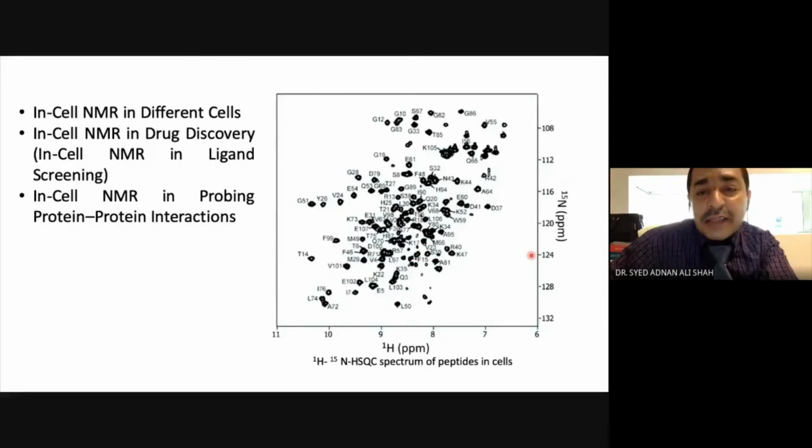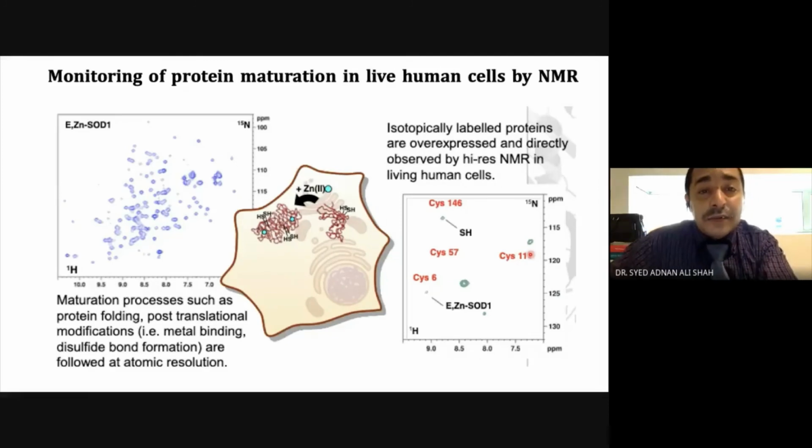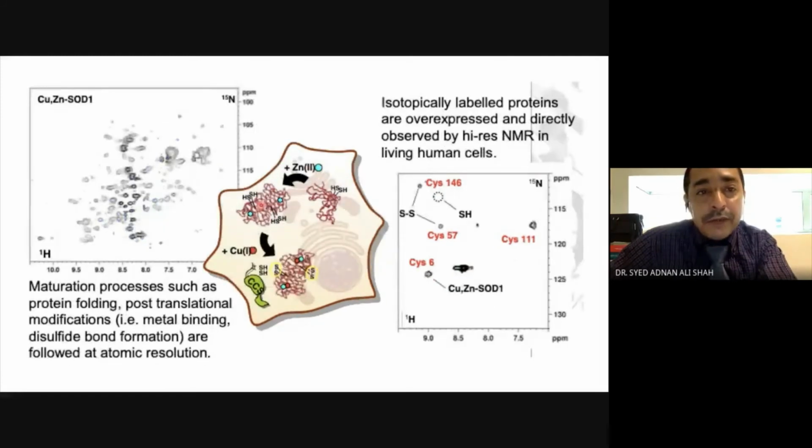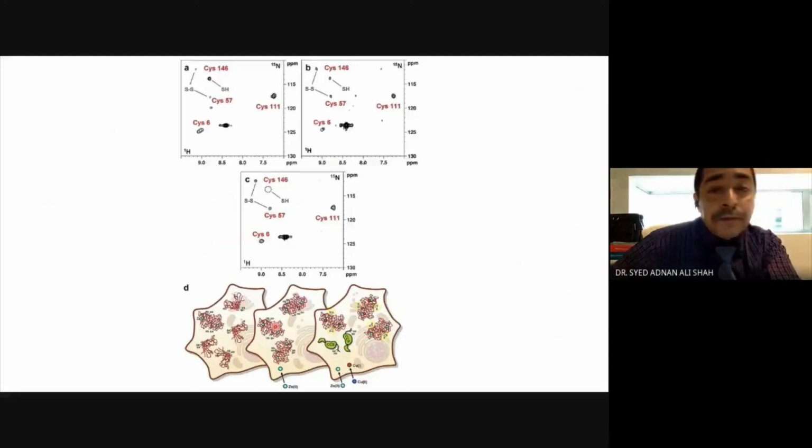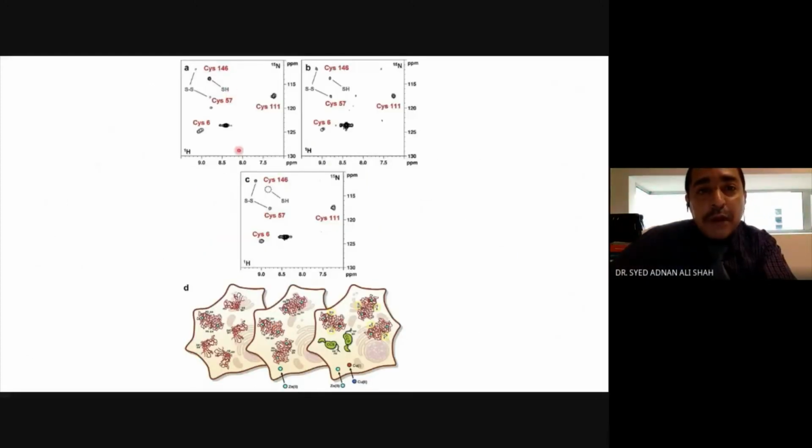So this is the complex spectrum. What is the specific spectrum of the peptide in the case of the cell? This is how they monitor the protein mutation in the case of the binding of metals with a protein, and the spectrum variation between the unbound protein and the bound protein. So one can get the information about this complex formation in the cell. This is how, with the help of NMR spectra, one can study what's going on in the cell.